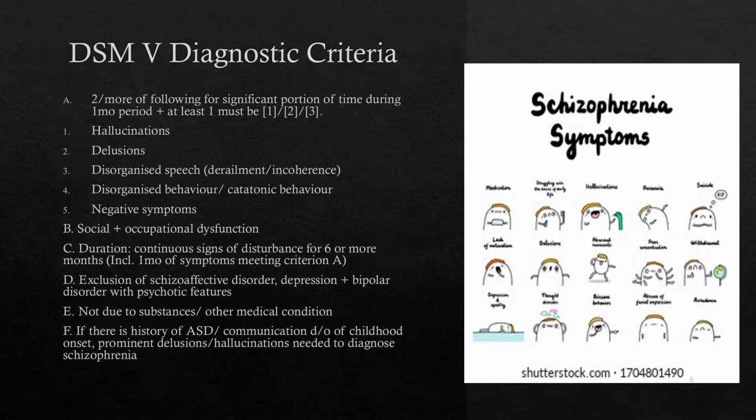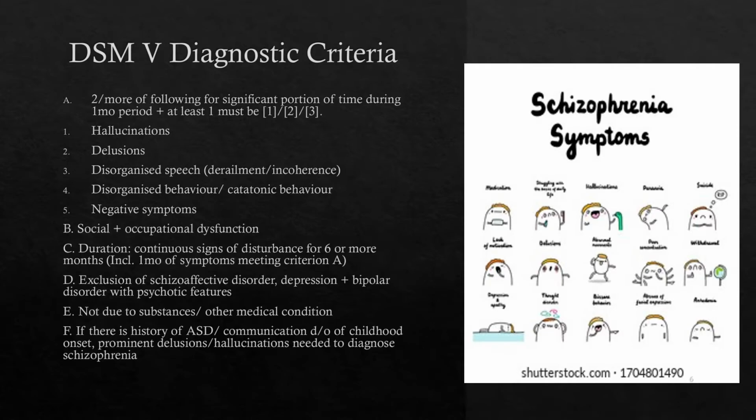You have to meet all of these criteria, A, B, C, D, E, F, in order for the patient to be diagnosed with schizophrenia. Criterion A states that 2 or more of the following symptoms must be present for a significant portion of time during a 1-month period, and at least one of the symptoms must be hallucinations, delusions, or disorganized speech. The other symptoms in criterion A are disorganized behavior or catatonic behavior, and negative symptoms.